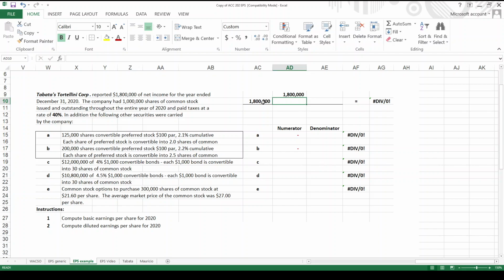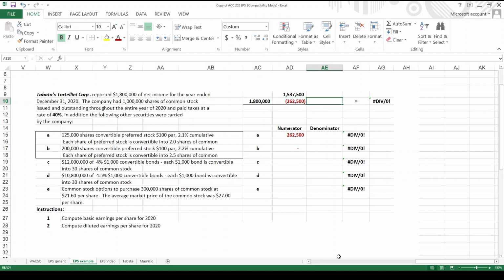Subtract out preferred dividends. We got two dividends over here, yeah? We got 125,000 shares of $100 par, 2.1% convertible preferred stock. So that's going to be 125,000 times $2.10. What do we get $2.10 from? The par value times the dividend percentage, $2.10. 2.1 equals 262,500. Okay, subtract that out. Why? Again, because this money's not available to the common shareholders.